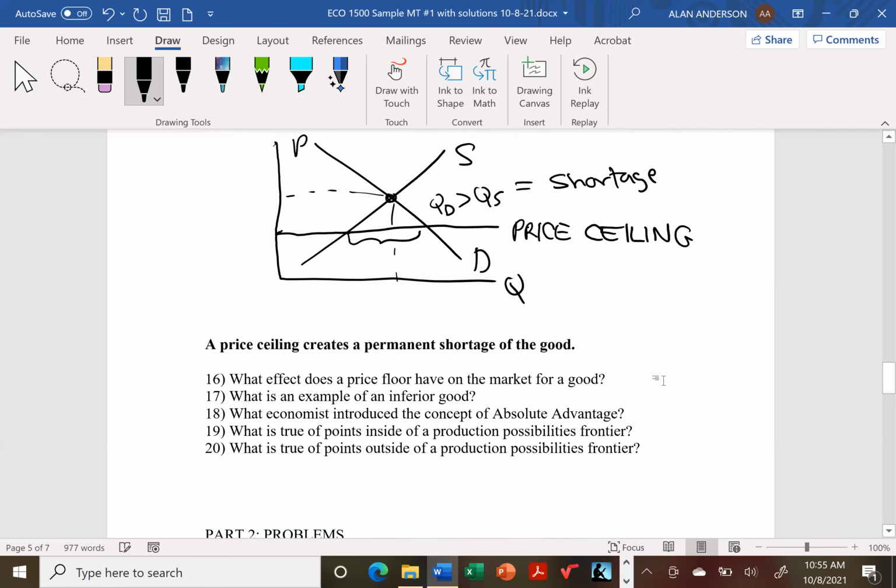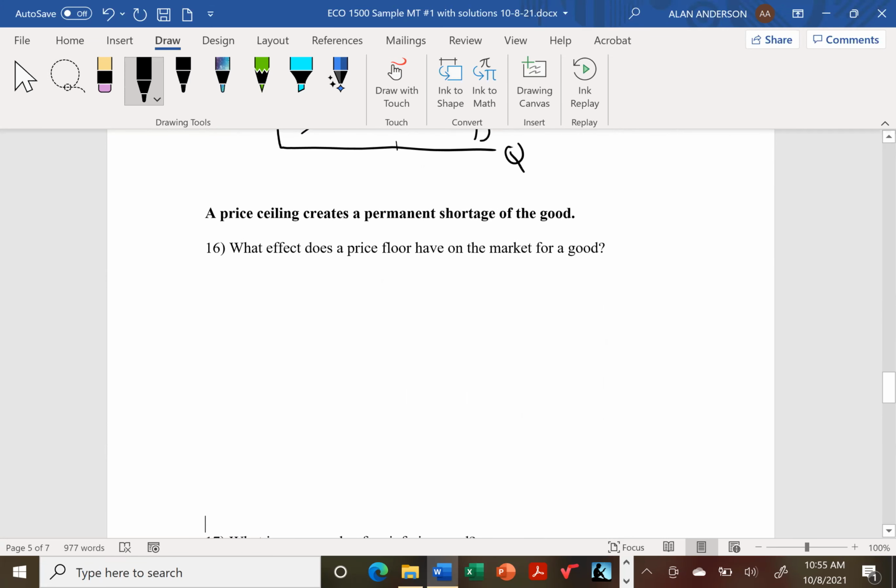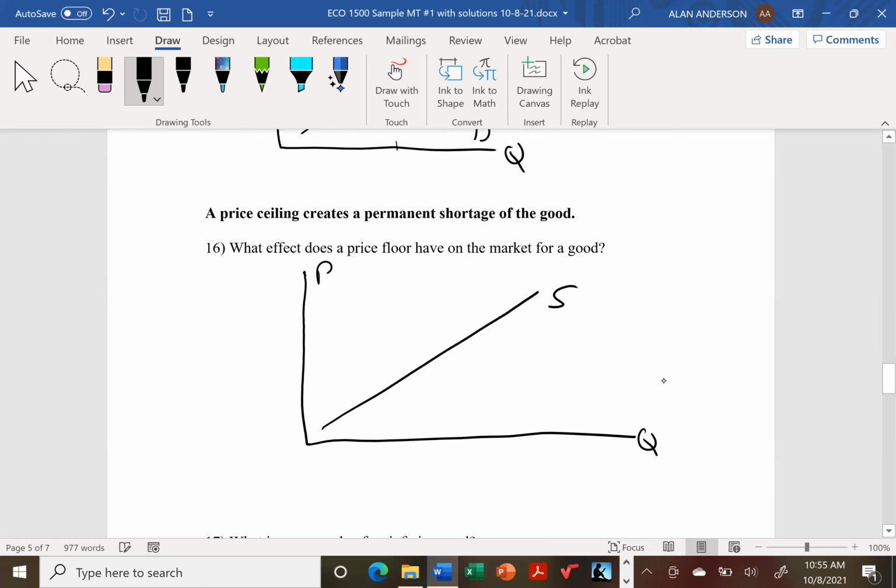Then the price floor must be the opposite. And that's exactly right. In other words, the price floor is the minimum price, but the price is above the equilibrium price. Otherwise, it wouldn't have an impact. It would be like having a minimum wage of $2 an hour. It would have no effect on the market. So instead, a price floor will only be set at a price above the equilibrium level, like here.